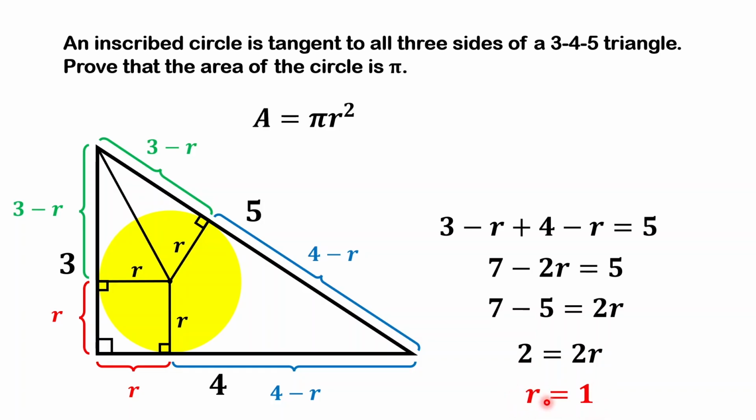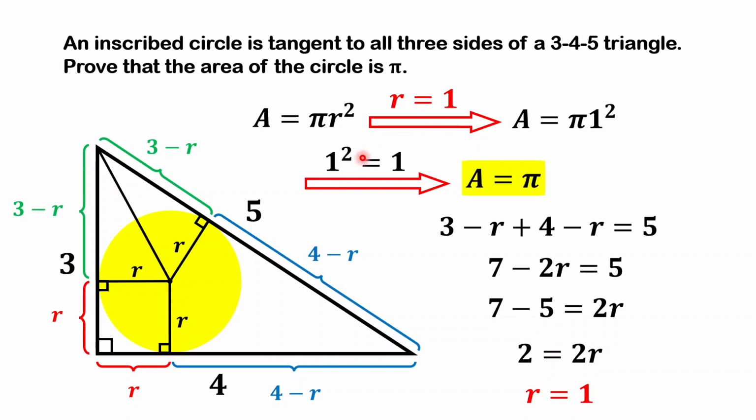Now since we found our radius, let's put it in the formula. We know that r is equal to 1, therefore we get pi times 1 squared. 1 squared is the same as 1, and pi times 1 is pi, therefore our area becomes pi. That's how you prove that the area of the circle is pi.